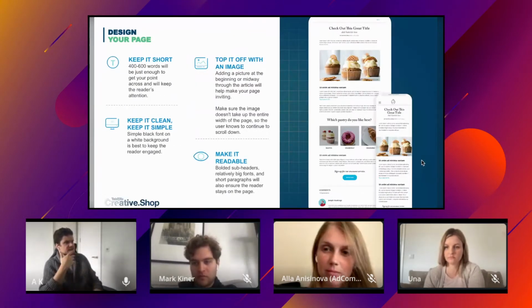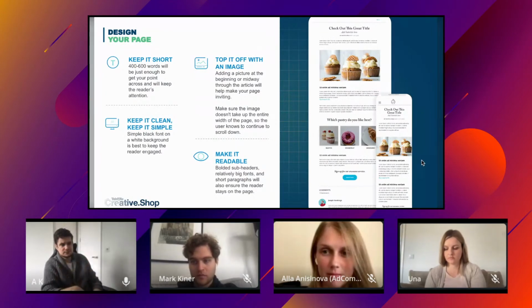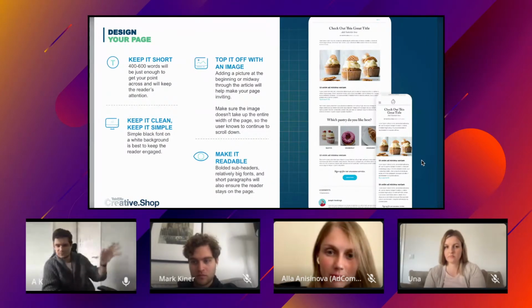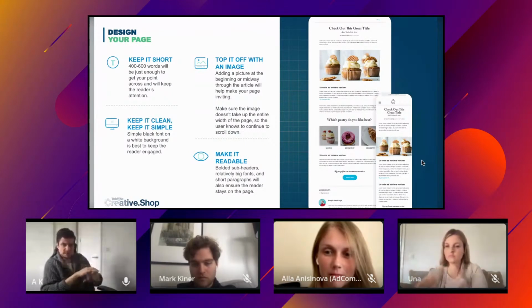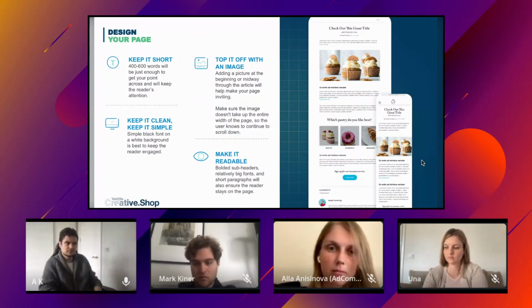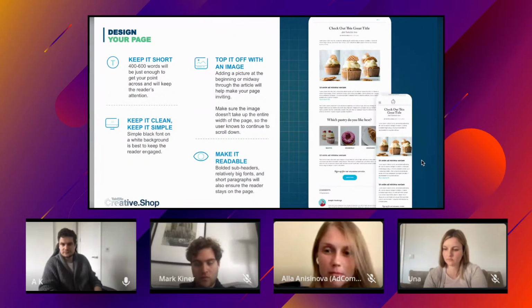Now, when it comes to designing your page, keep it short. We already touched upon this. You don't need to write War and Peace. Just aim for 400 to 600 words, to keep the reader's attention. Keep it clean and simple. Don't make it too complicated to read. No bold, italics, underline, all these things intertwining. That's confusing. Make it readable. And use images. Images are great. Sometimes a good image can tell a big story. Obviously, don't pollute the text with tons of irrelevant images, but it's good to have a few, especially before or after.